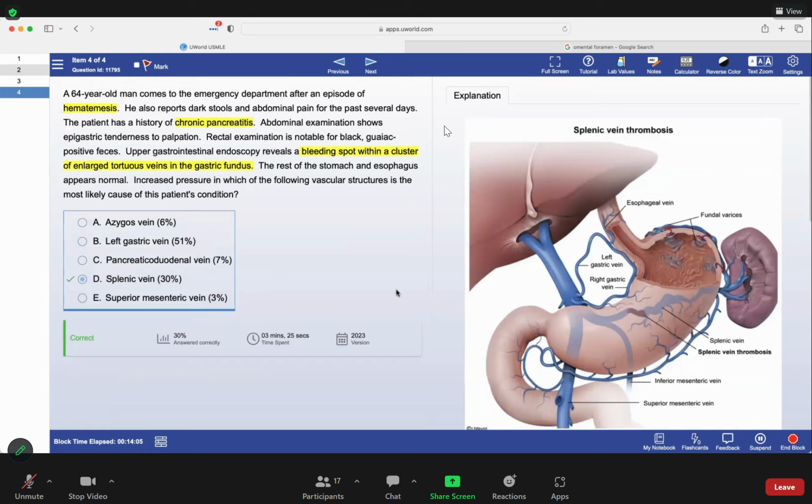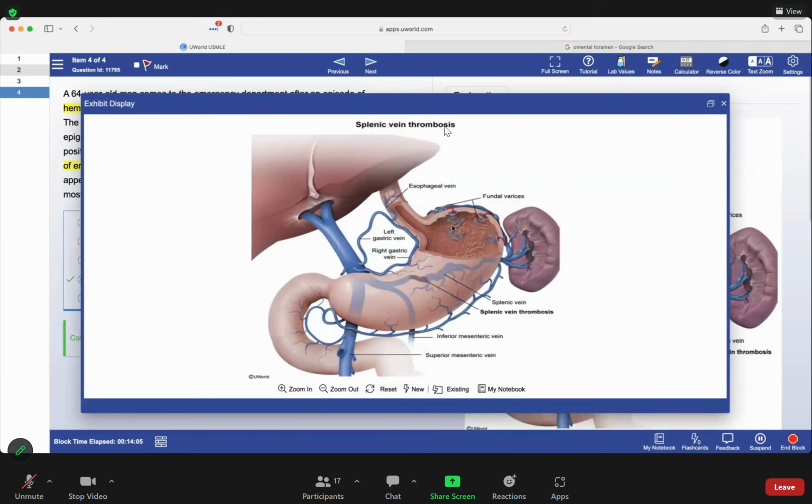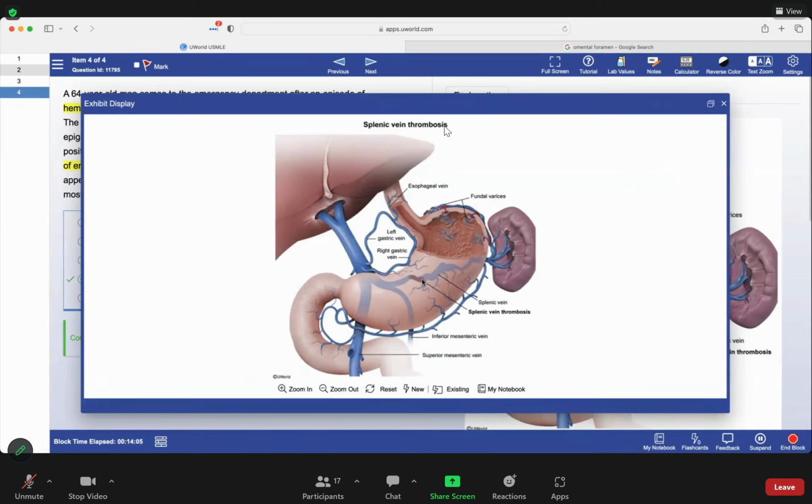I know this is a little tricky. Look at this picture. Beautiful question. Those are the veins that become tortuous because there's a block. Here, the patient has splenic vein thrombosis. There's something blocking the splenic vein. It could be thrombosis or it could be a malignancy. Is that clear, folks? So that's the idea.